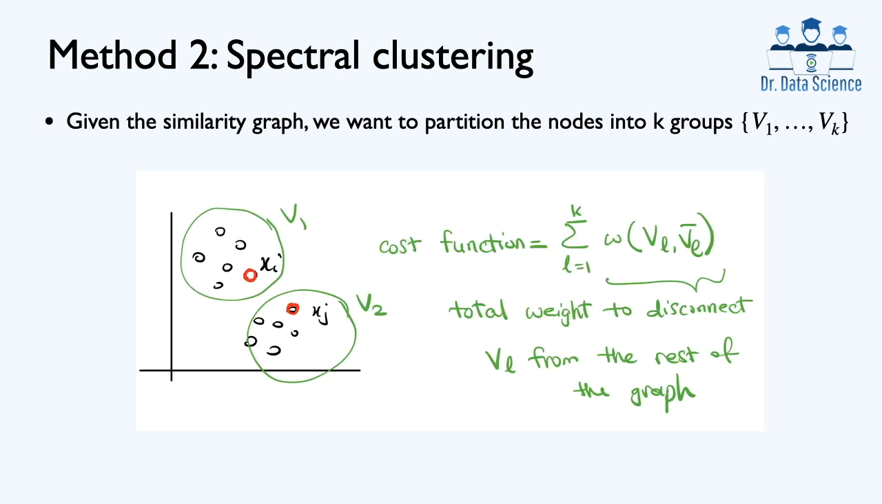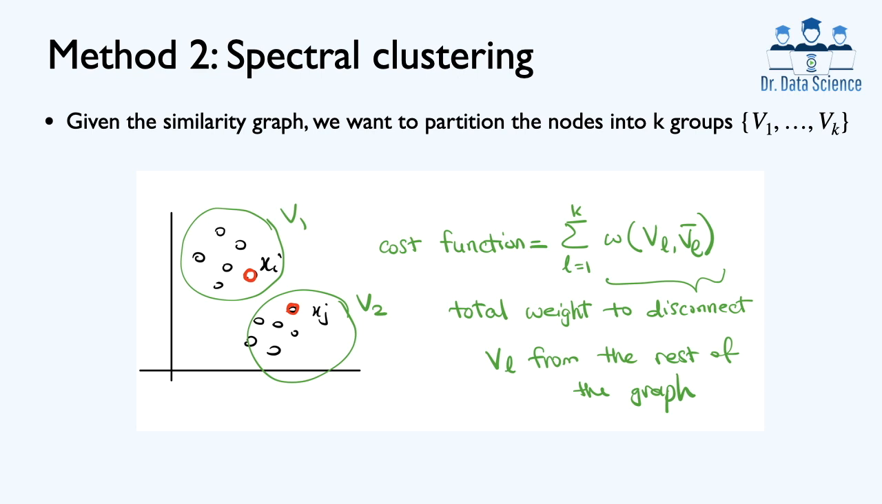Now, given the similarity graph that we have, we want to partition the nodes, which are actually the data points, into k groups, which we denote by V1 to Vk. Here we have a simple example where we have two partitions that we want to find, V1 and V2. In general, the cost function can be written as the summation over all clusters of W(VL, VL bar), where VL bar is the complement of VL. What that measures is the total weight to disconnect the group VL from the rest of the graph.